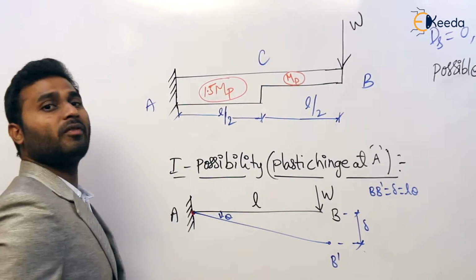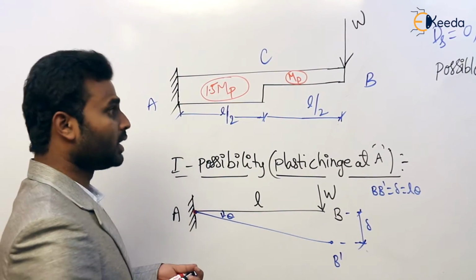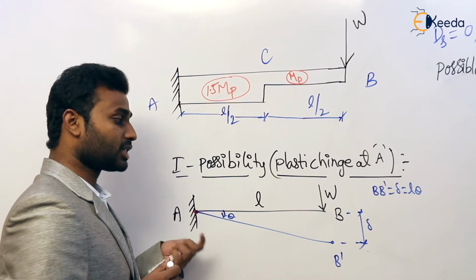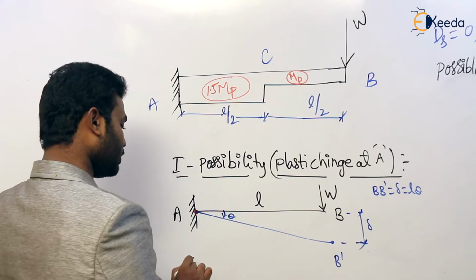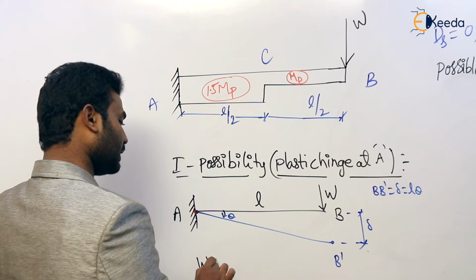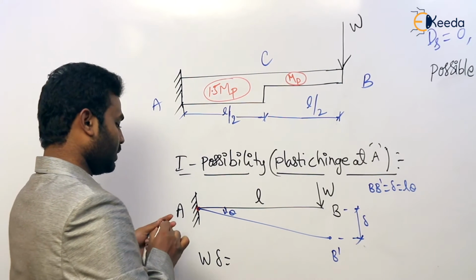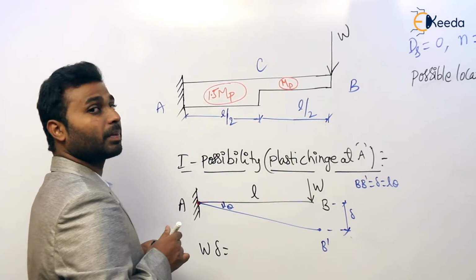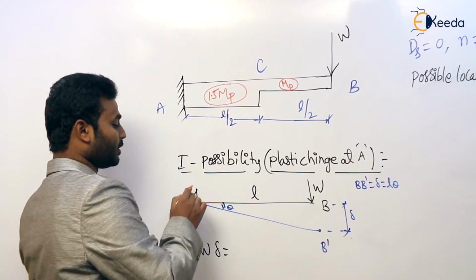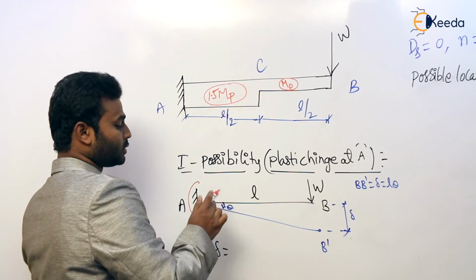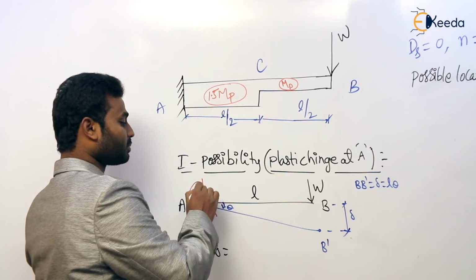Now apply the principle of virtual work. What is the principle of virtual work? It is nothing but external work equals internal work. External work is done by this load, so how much? W into delta. Now internal work is done by the plastic moment. Where the plastic hinge is formed, at that location the plastic moment will develop. Here it is rotating clockwise, so an anti-clockwise plastic moment will develop.